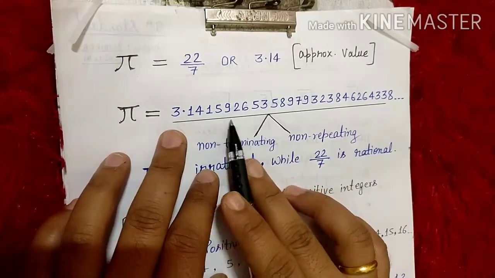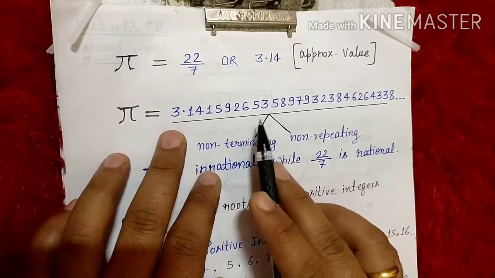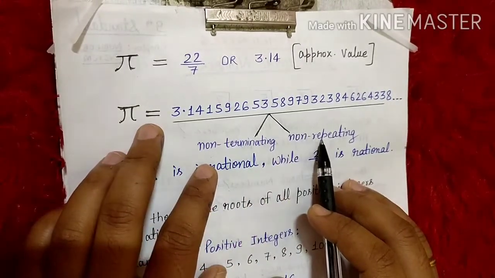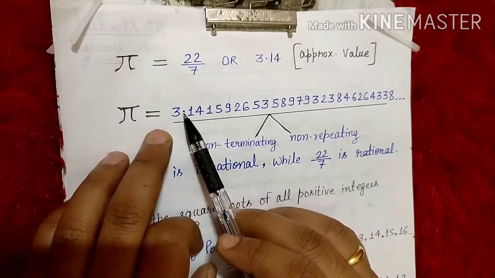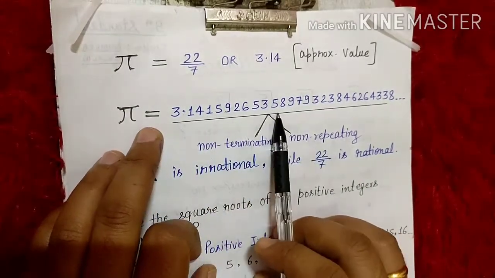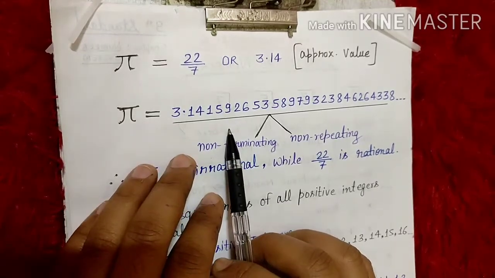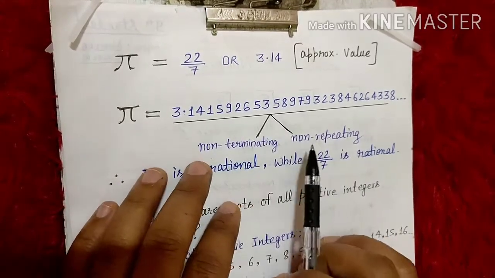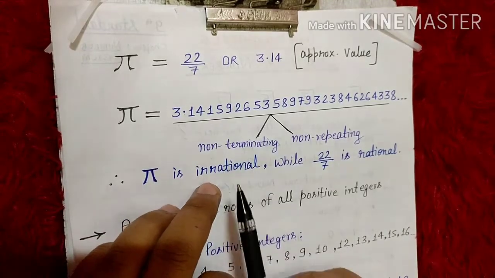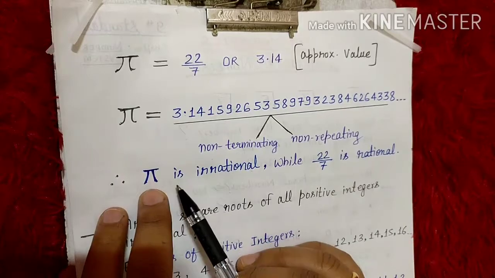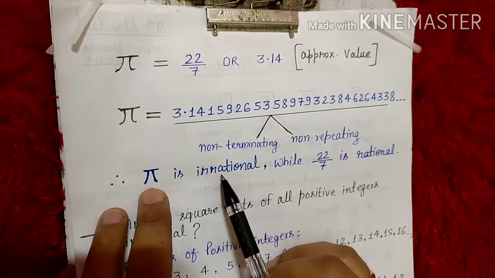And if you observe this, you will find that it is also non-terminating and non-repeating. It is a non-terminating decimal and a non-repeating decimal. And we have just learned that a number which is non-terminating and non-repeating is called an irrational number. So if it is given to us in a 1 mark question what pi is, we can say pi is an irrational number.